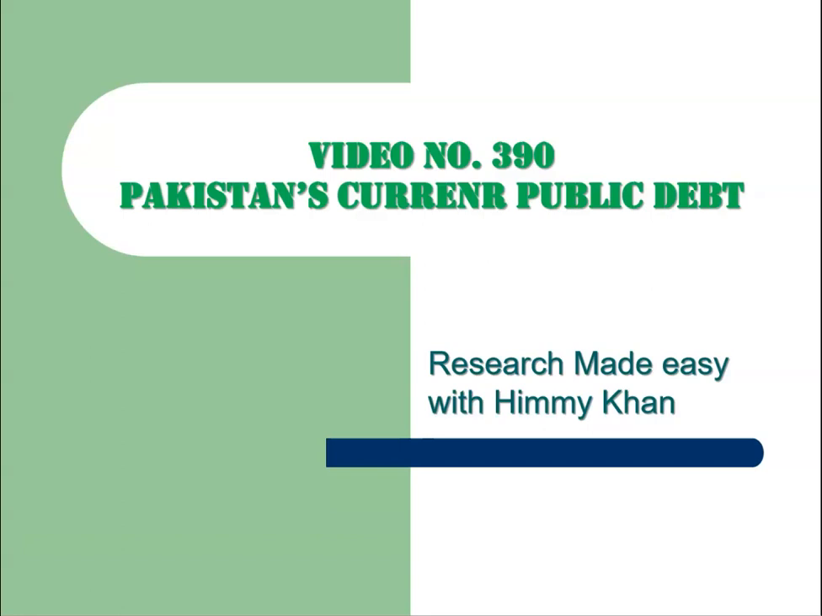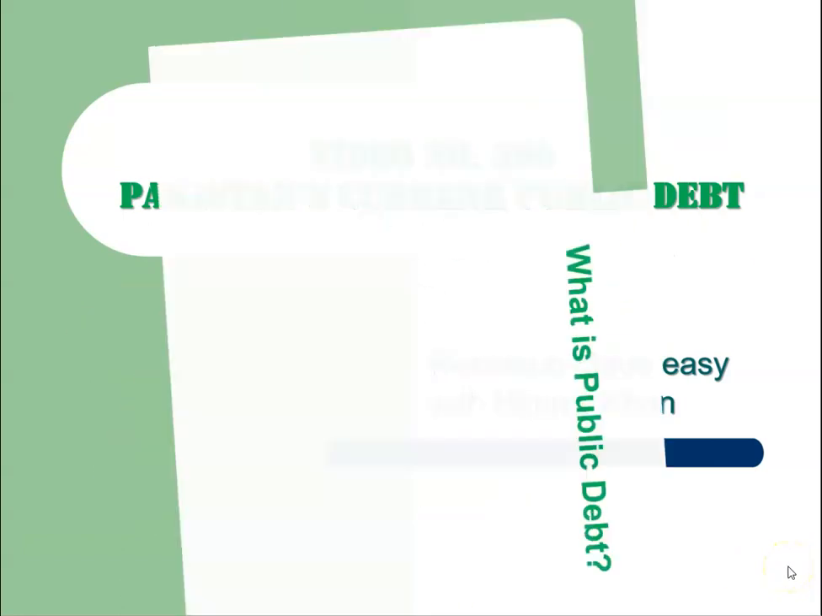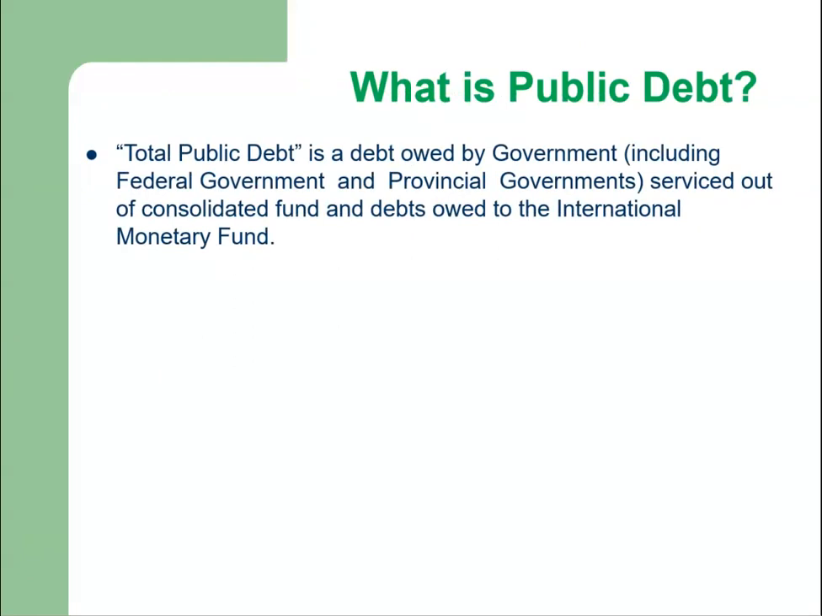This is video number 390 and in today's video I am going to explain the current situation of the total public debt of Pakistan. Let me start with what is public debt. Public debt is a debt owed by the government serviced out of consolidated fund and debts owed to the International Monetary Fund. Government in this definition means both federal government and provincial governments.